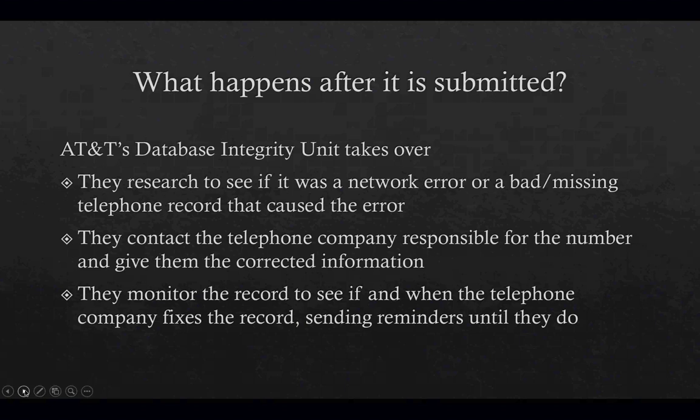But if they determine that it is a bad or missing telephone record, then they contact the phone company that was responsible for that phone number and give them the corrected information that you provided on that alley discrepancy report form. Then they monitor to see if and when the phone company actually fixes that record, and they send reminders out to them until they get it fixed.